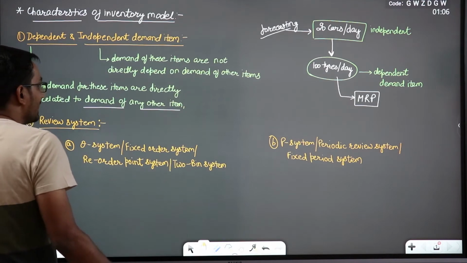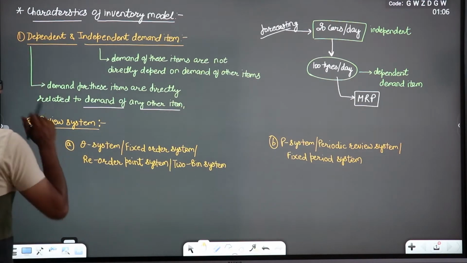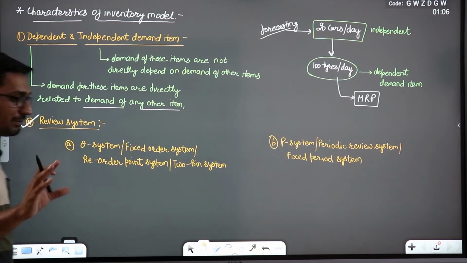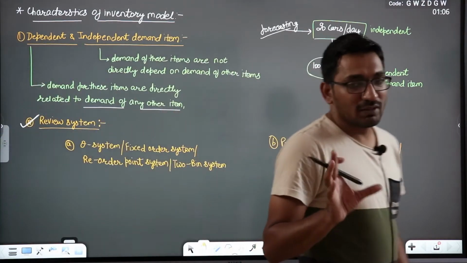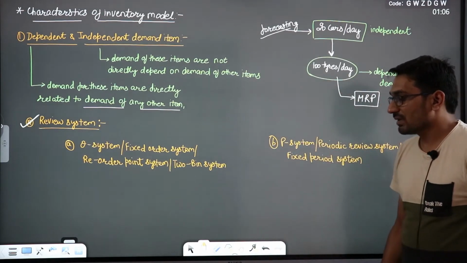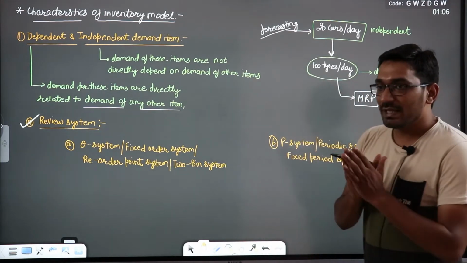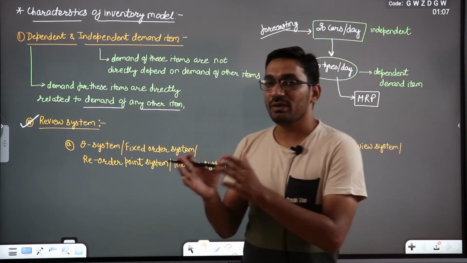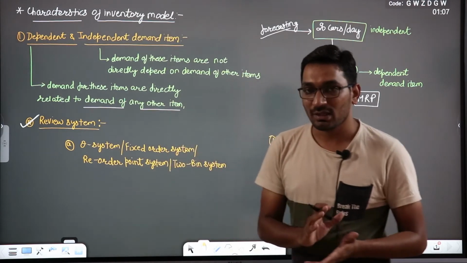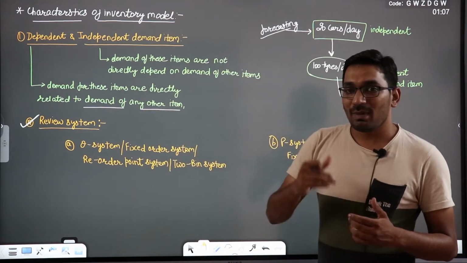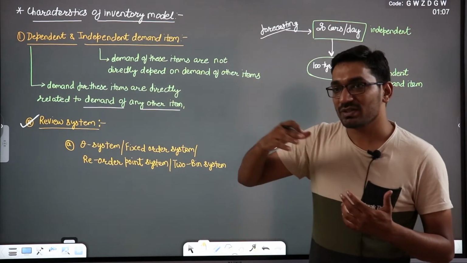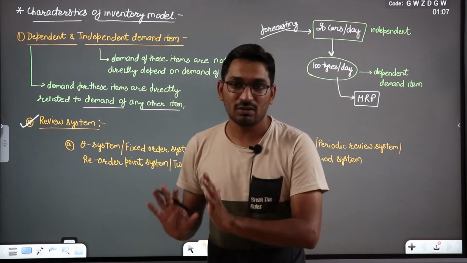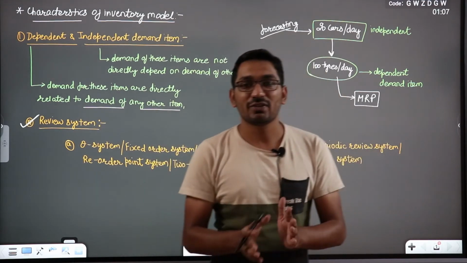Now, the second characteristic of an inventory system is the review system. What do we mean by review system? In brief, you need to keep an eye on your demand and the amount of inventory you want to keep. Review system means how frequently you are reviewing your inventory stock. You have to keep some inventory stock.